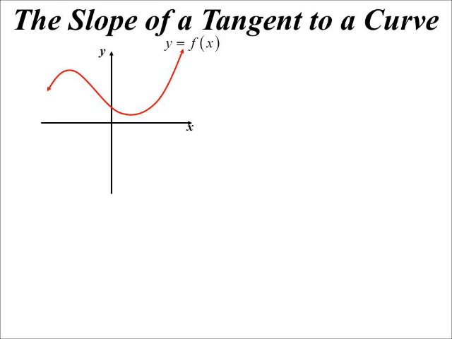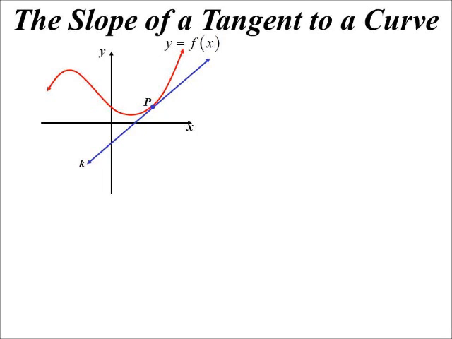So we start with a problem, and that problem is, how do you find the slope of a tangent to a curve? So here's just some random curve, y equals function x. I'll pick a point P here. There's the line, I'm calling it the line K. What would the slope of that line be, basically?